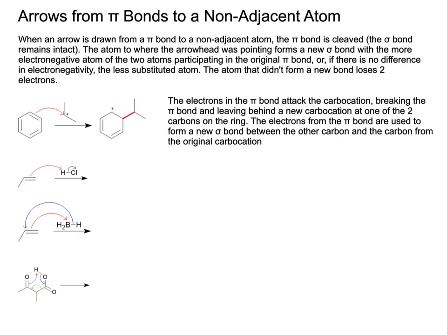Next, let's talk about arrows from pi bonds to non-adjacent atoms. When an arrow is drawn from a pi bond to a non-adjacent atom, the pi bond is cleaved while the sigma bond remains intact. The atom to where the arrowhead was pointing forms a new sigma bond with the more electronegative atom of the two atoms participating in the original pi bond, or, if there's no difference in electronegativity, the less substituted atom. The atom that didn't form a new bond loses 2 electrons.